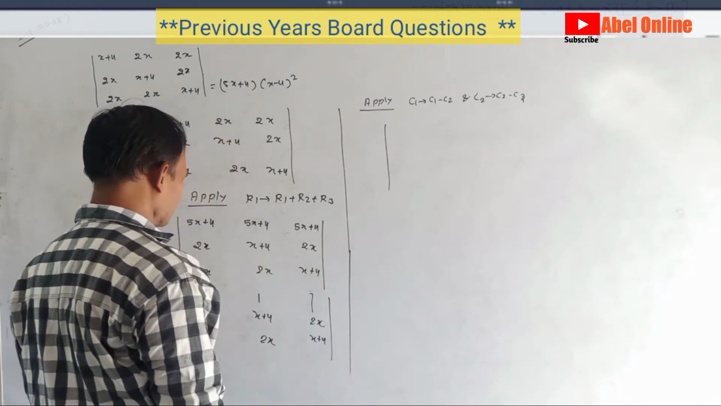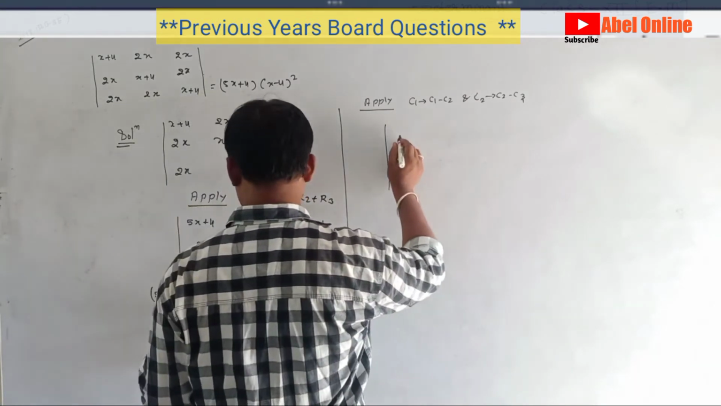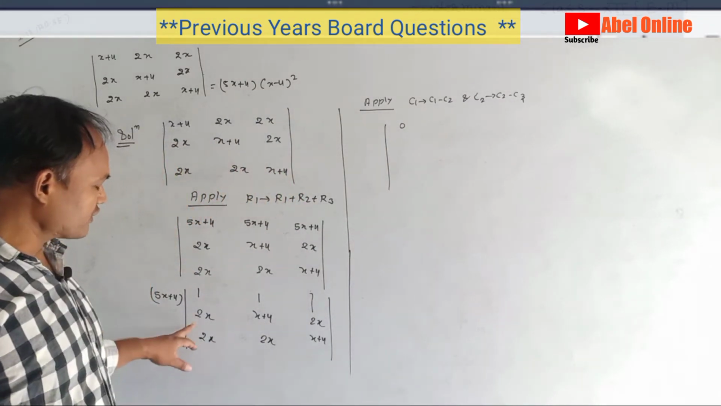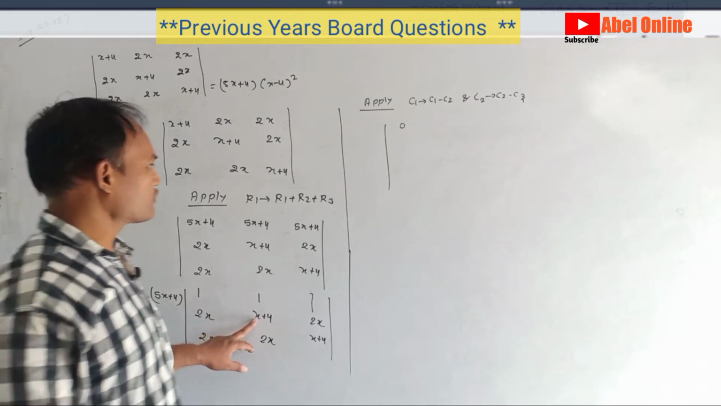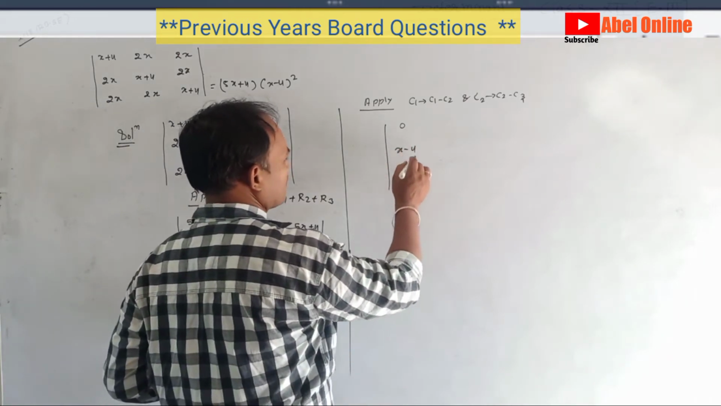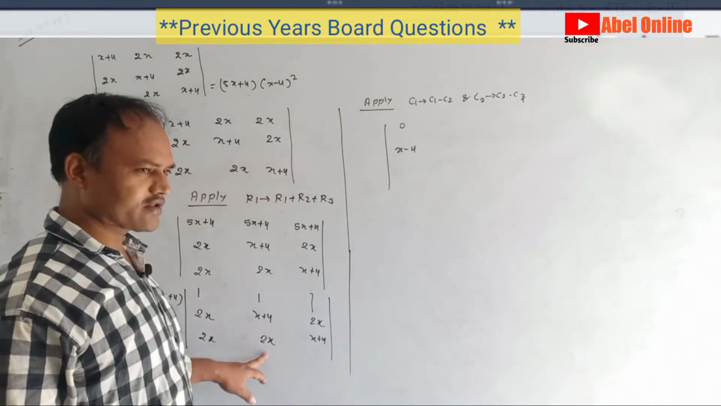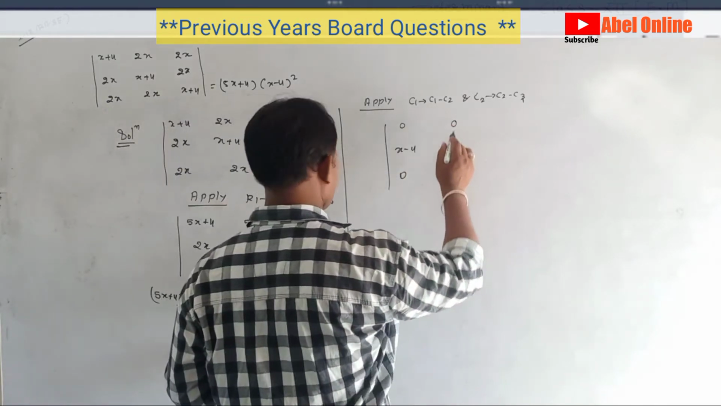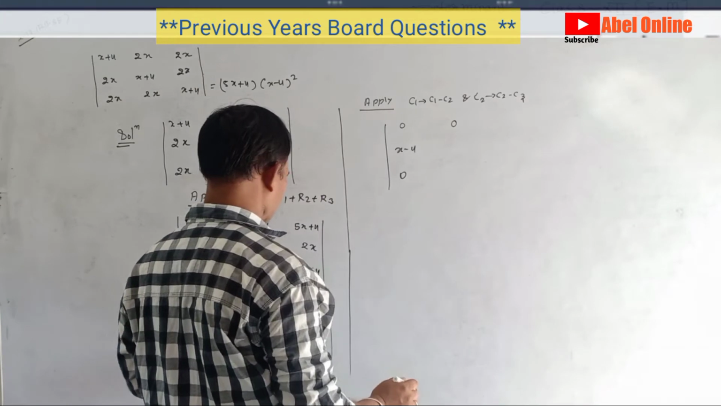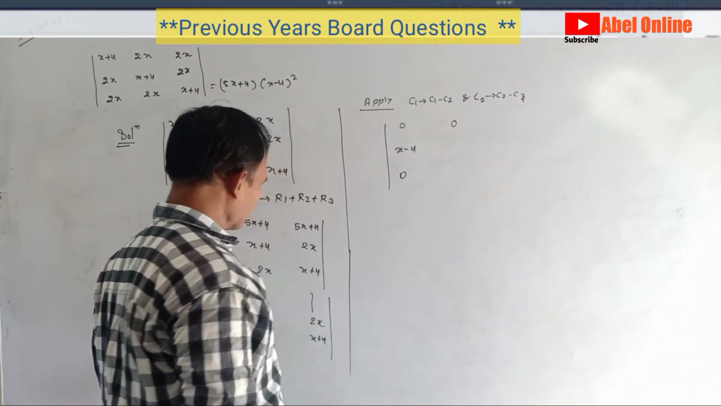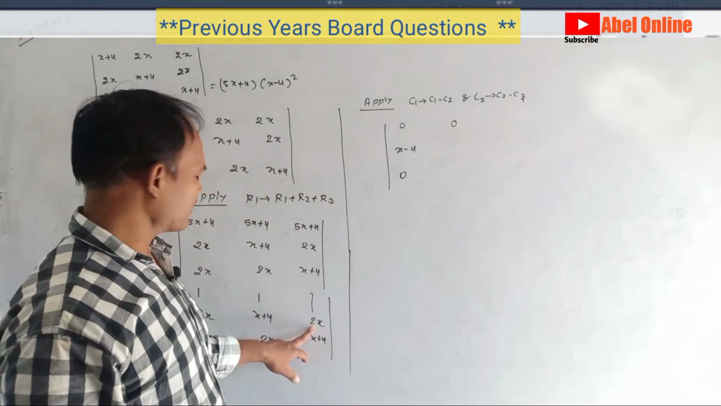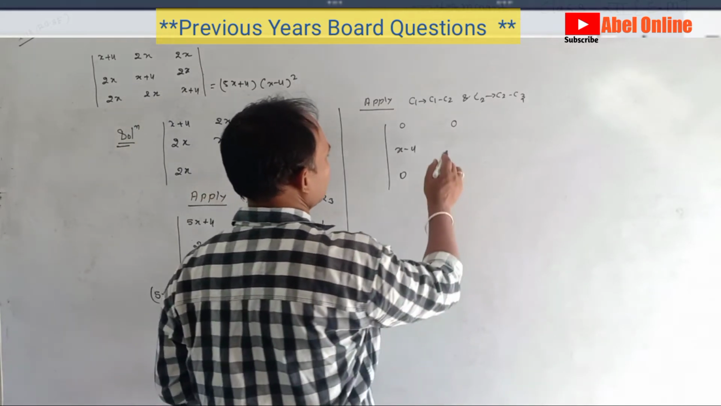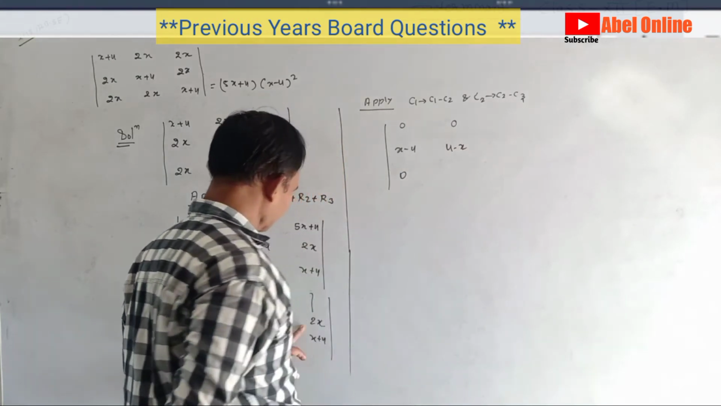So it is a 0. Look at here, it is 0. Twice x minus x, it is x minus 4. So we can write here x minus 4. Here it is twice x minus twice x, it means it is 0. And here it is a 0. And here it is twice x plus 4 minus twice of x. So we can say that x minus 2x means it is minus x, and 4 is 4, minus x. So we can say that it is 4 minus x.